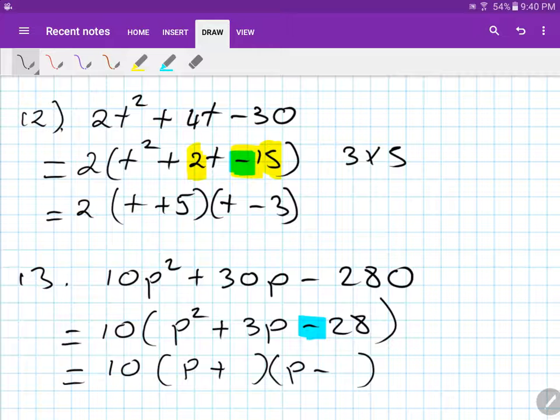So what times what gives me 28? The difference is 3. If you think about it, list them out if we're not sure. 28 is 4 times 7, right? 4 times 7 is 28, and the difference is 3. Agree? But because it's positive 3 in here, because of this positive, the bigger number goes on the positive side. So which is 7 and 4.